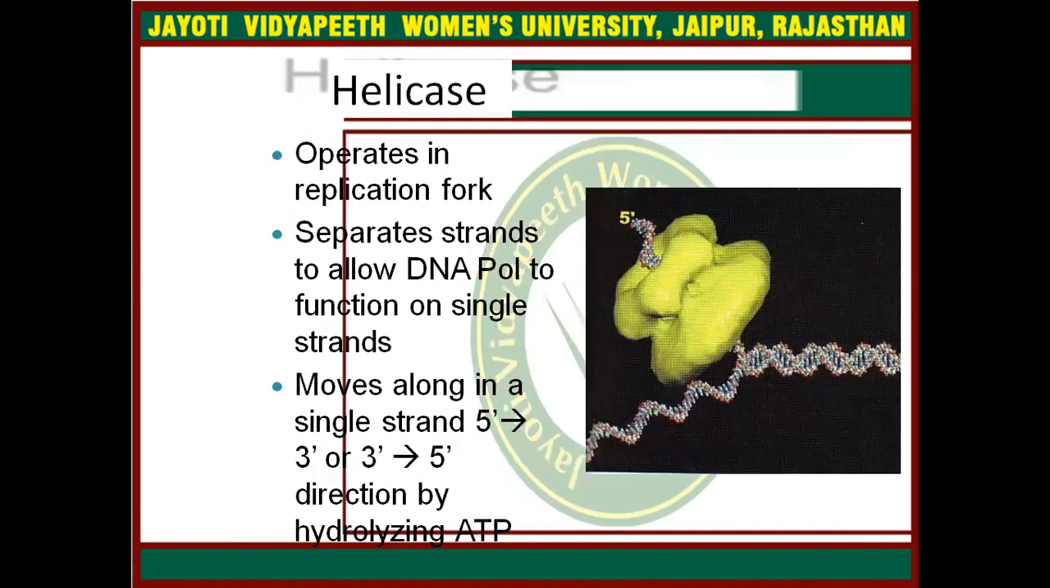Now we will discuss each and every enzyme in detail. First of all, the helicase. It operates at the replication fork and separates strands to allow DNA polymerase to function on a single strand. It moves along a single strand in the 5' to 3' or 3' to 5' direction by hydrolyzing ATP. Here you can see the 3D structure of helicase. Basically it breaks down hydrogen bonds between base pairs, and that's why it creates single strand DNA molecules.